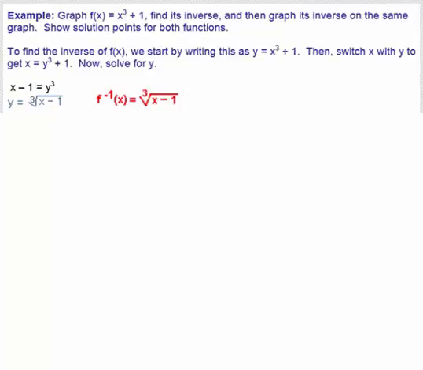And we use the procedure where we replace f of x with y. We switch x with y to get the equation x equals y cubed plus 1. Then we solve that for y, subtract 1 from both sides, then take the cube root of both sides. We get y equals the cube root of x minus 1. That's our inverse function.